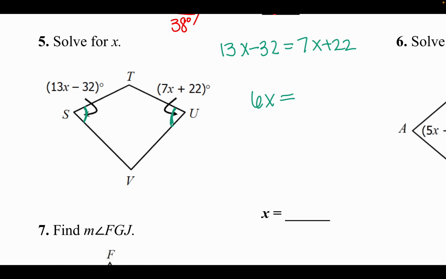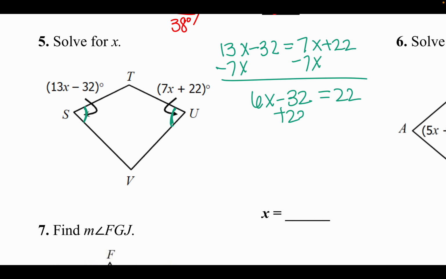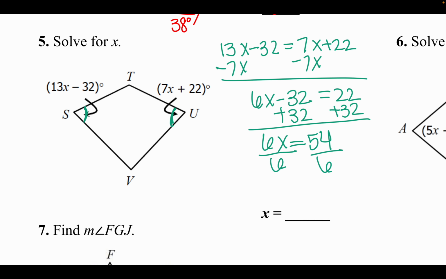Let's show some work. Minus 7x, minus 7x. So we get 6x minus 32 is equal to 22. Add 32. So we get x is equal to 9.